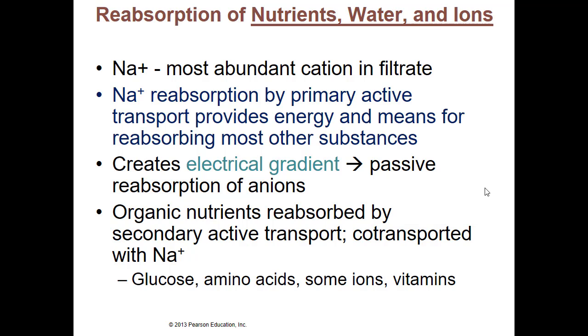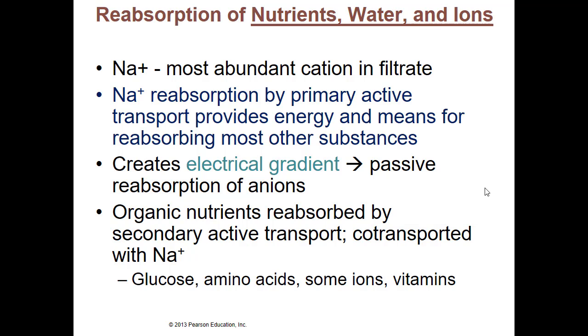In the proximal convoluted tubule. Lots of reabsorption happens in the proximal convoluted tubule. We're going to take ATP and we're going to pump sodium out. Now, this is going to create an electrical gradient. We just moved positive ions out.